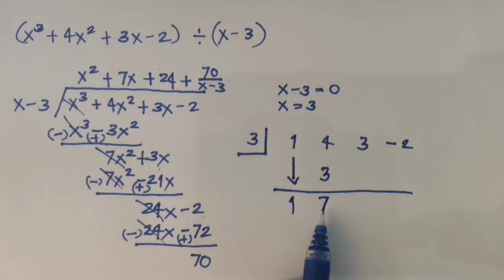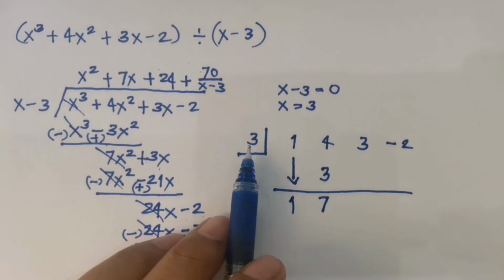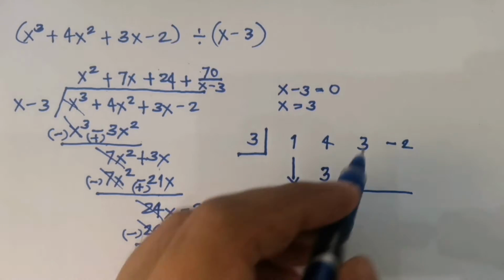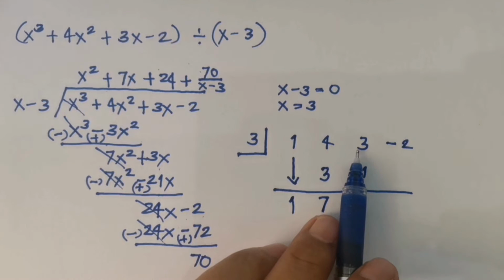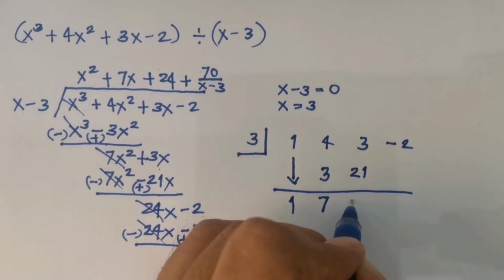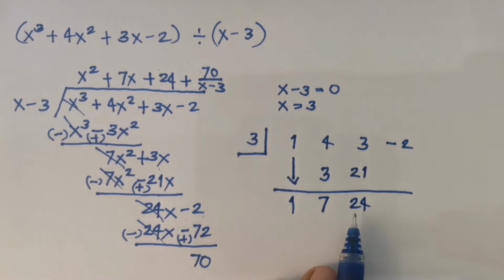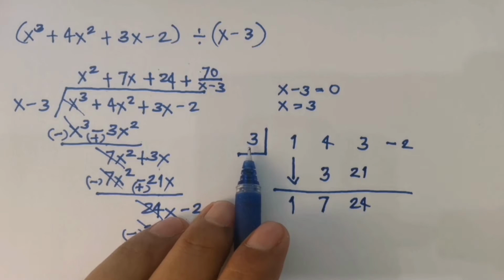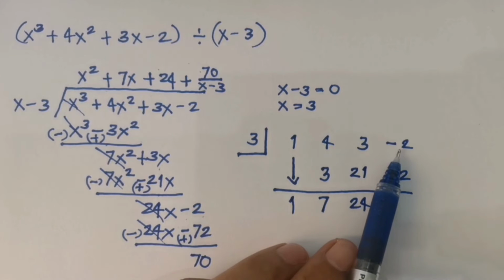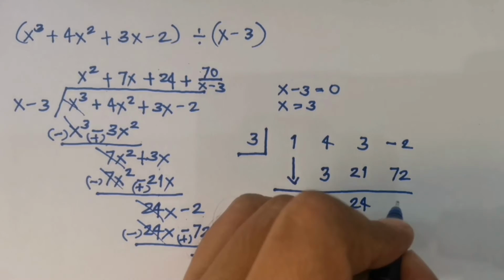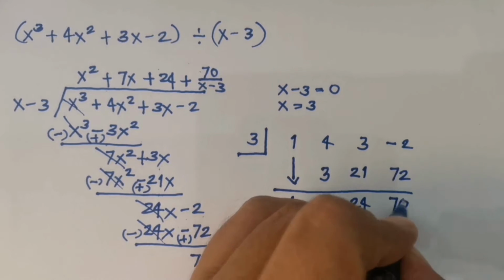First step again, multiply. 7 times 3 is 21. So put it here. Add 3 plus 21 is 24. 24 times 3 is 72. Then we add negative 2 plus 72 is positive 70.